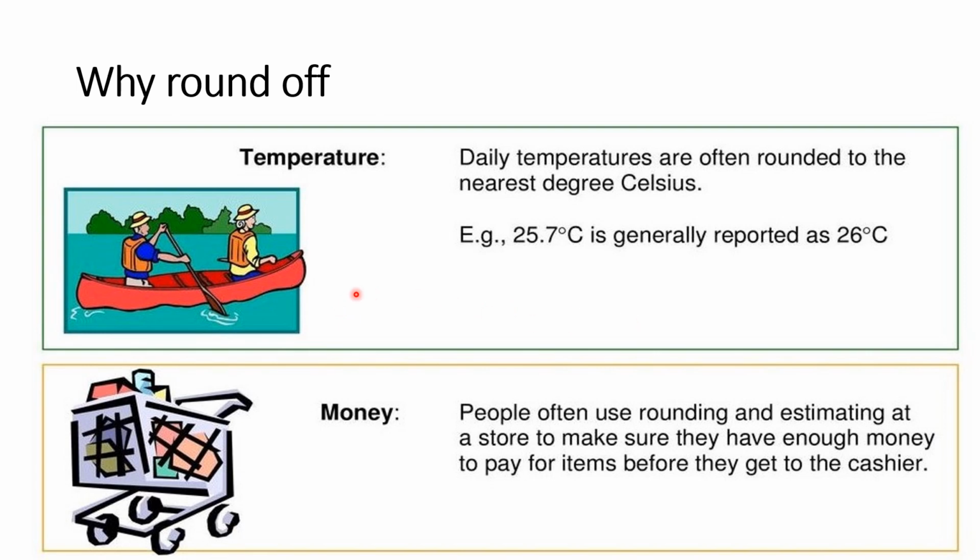See these examples. For example, daily temperatures are often rounded to the nearest degree Celsius. 25.7 degrees Celsius is generally reported as 26 degrees Celsius. And people often use rounding and estimating at a store to make sure they have enough money to pay for items before they get to the cashier.